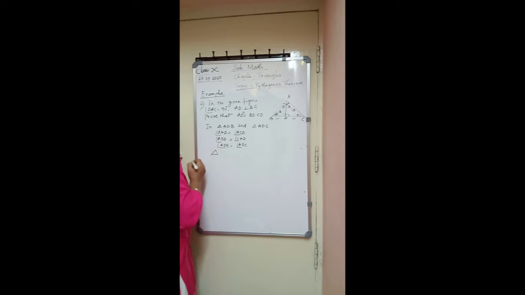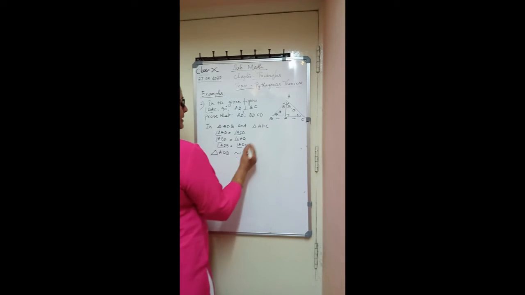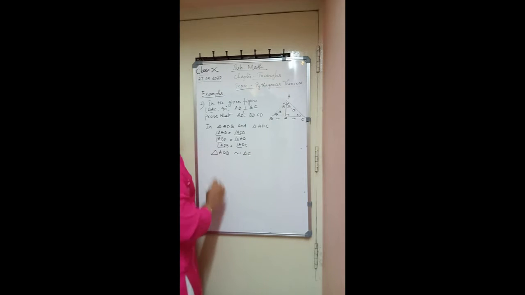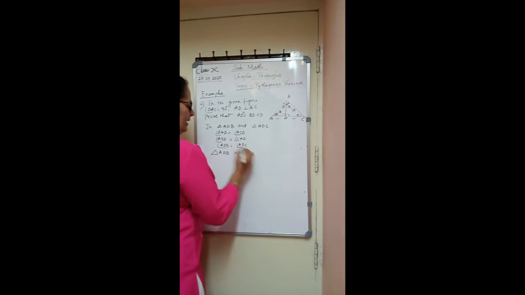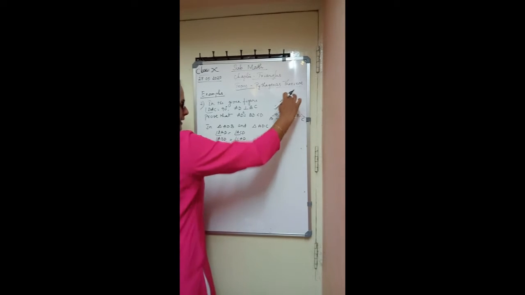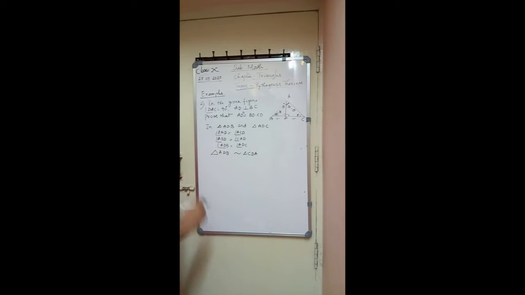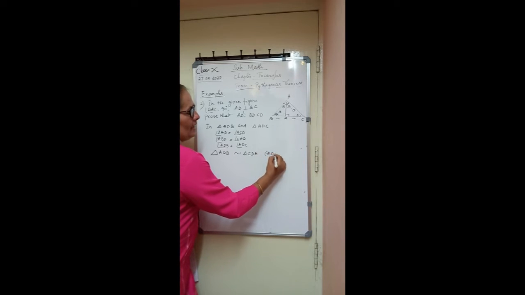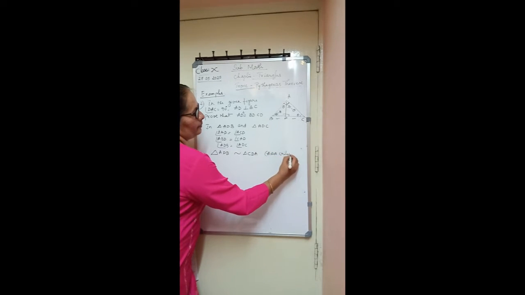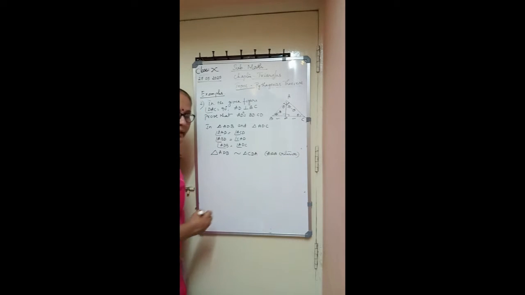Which triangles are similar? Triangle ADB is similar to triangle CDA. Angle A is equal to angle C, angle D is equal to angle D, and angle B is equal to angle A. So triangle ADB is similar to triangle CDA. So when these two triangles are similar by the AA criterion, then their corresponding sides are proportional.